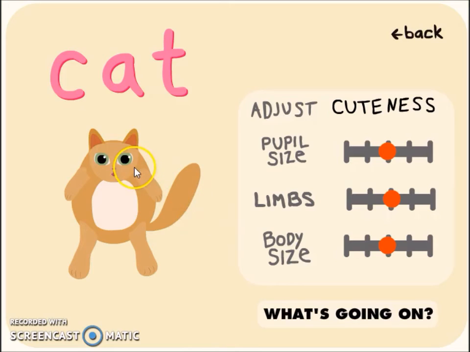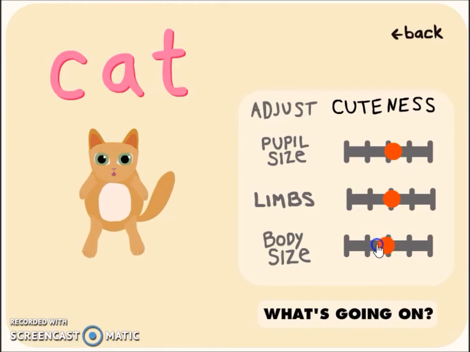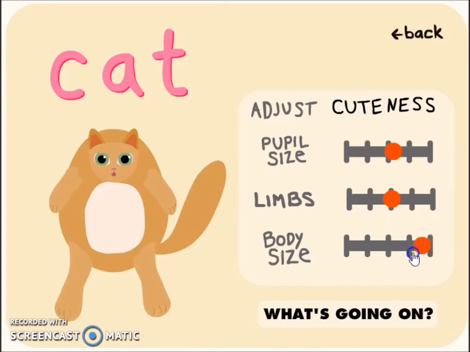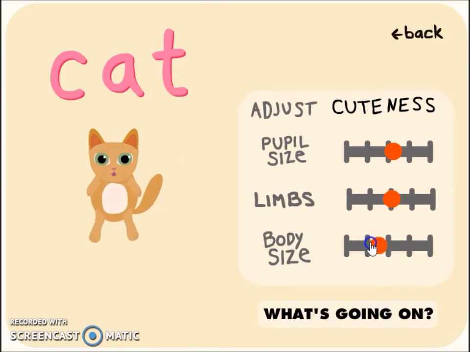Let's manipulate the head. Oh, this is the eye. Okay, the body. Make the body smaller. So you can see if the body is relatively smaller, the baby animal looks more cute. And then now let's go manipulate the eye.